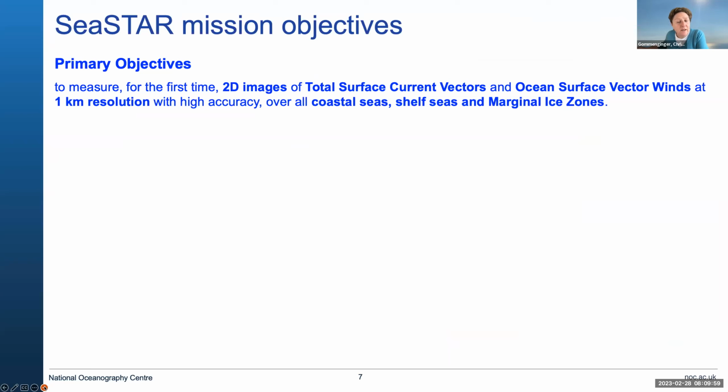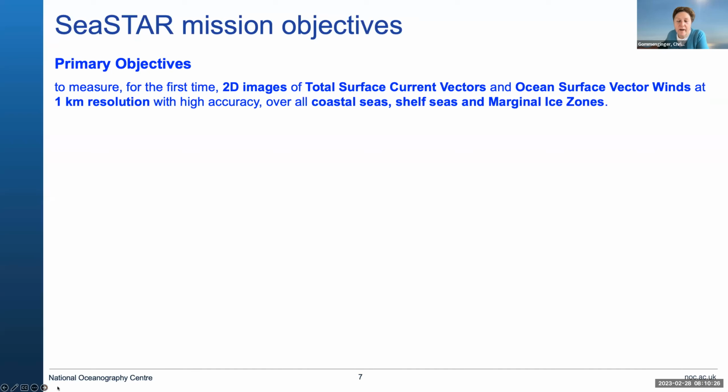So SEASTAR, the mission objectives that are derived from those motivations are outlined here. And so what we are aiming to do is to measure for the first time 2D images of total surface current vectors and ocean surface current vector winds at 1 kilometer resolution with high accuracy, over all coastal seas, shelf seas, and marginal ice zones.